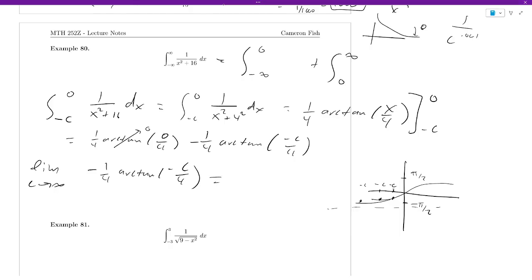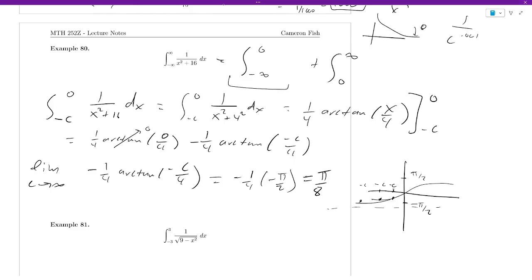So this whole thing is negative a fourth times negative pi over 2. So again, to do the limit, you have to know something about the graph, you have to know something about arctan. So I'll let you think about that, or you can ask me about the trig stuff if you're not sure. And then this is pi over 8. Cool. So this part ends up being pi over 8.